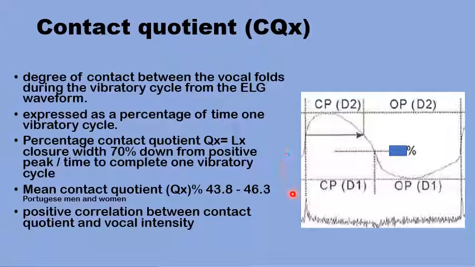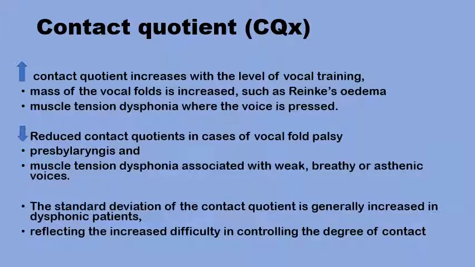In normal males and females, it would be somewhere between 43.8 and 46.3%, and this would correlate well with the vocal intensity positively. So the higher this is, the higher the vocal intensity. In things like vocal cord palsy, this contact quotient would drop to 20 something rather than 43 or 46. Contact quotient can be increased by good level of vocal training.